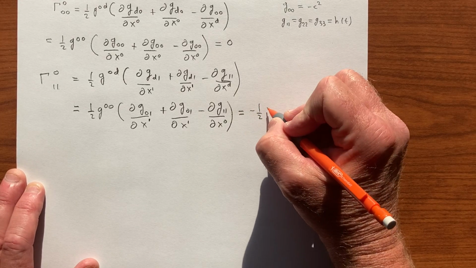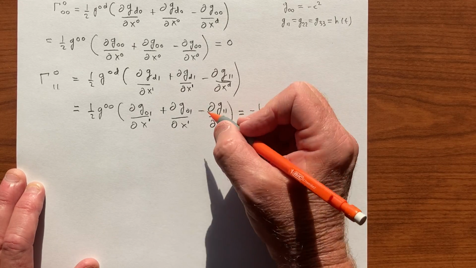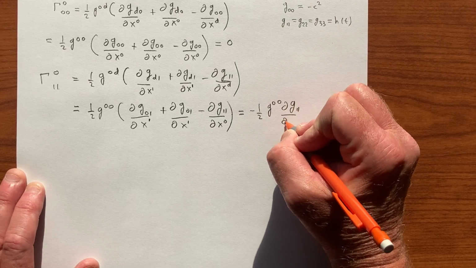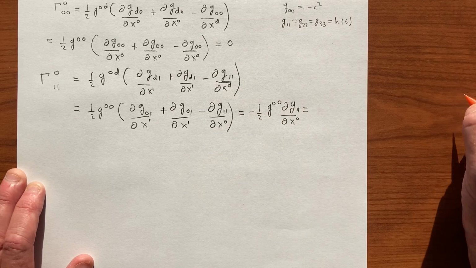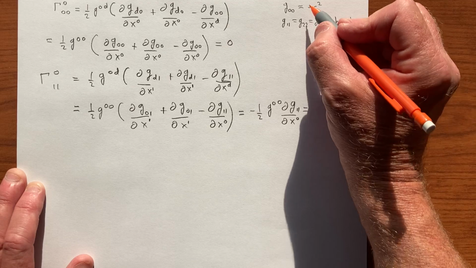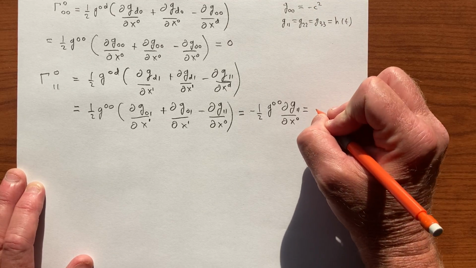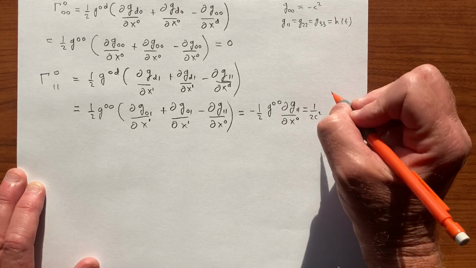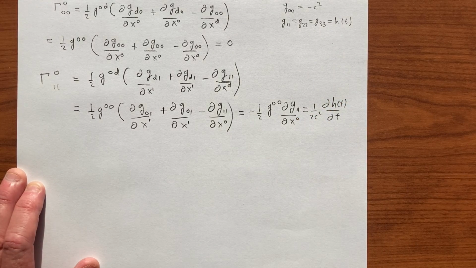And this is minus 1/2 g^{00}, I'm pulling out the minus sign here, times the derivative of g_{11} with respect to x0. Well, g^{00} is just the inverse of this, so it's minus 1 over c squared. So here we have 1 over 2c squared times dh with respect to t, because x0 is time. So it looks like that. So that's Gamma 0,1,1.